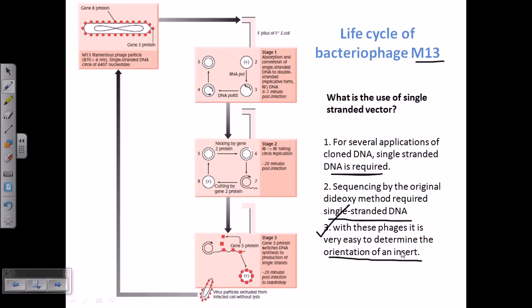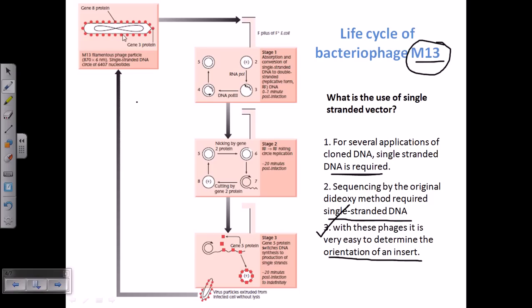How we can determine the orientation of the insert, I'll tell you later, but we can determine what the orientation is. That means whether it is oriented from 5 prime to 3 prime in this direction, or from 3 prime to 5 prime, like that. We can derive this using a single stranded vector, right? So how can we get this single stranded vector? The M13 phage particles are a type of particle that can give us single stranded vectors.